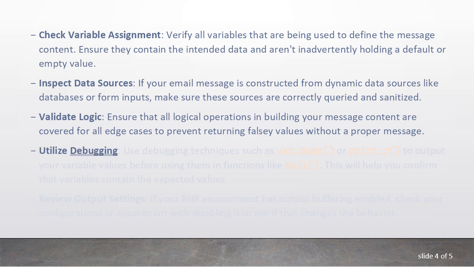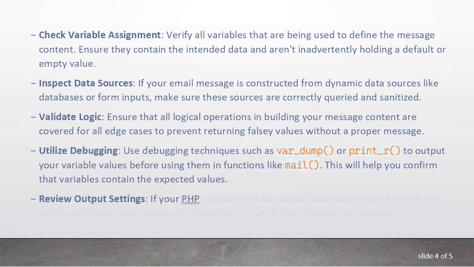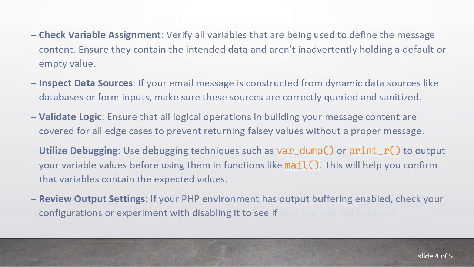Utilize debugging. Use debugging techniques such as var_dump or print_r to output your variable values before using them in functions like mail. This will help you confirm that variables contain the expected values. Review output settings. If your PHP environment has output buffering enabled, check your configurations or experiment with disabling it to see if that changes the behavior.